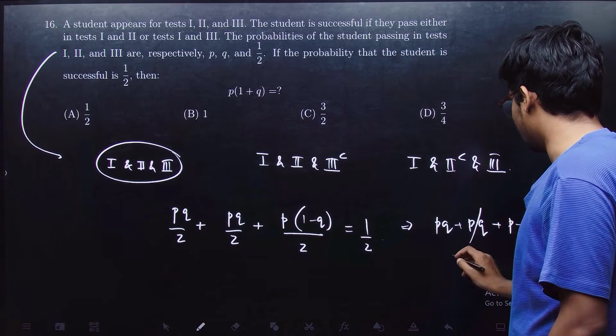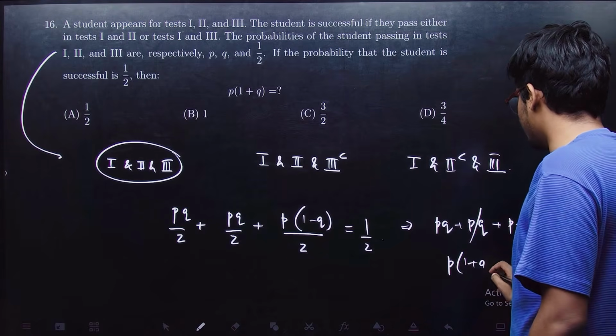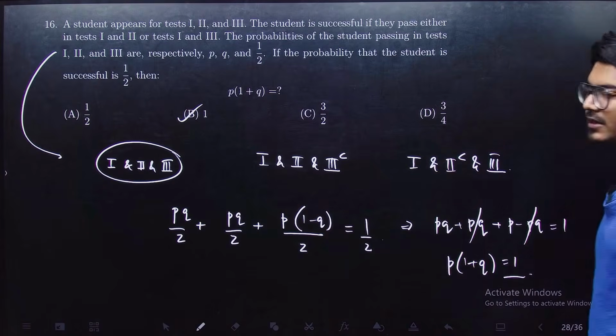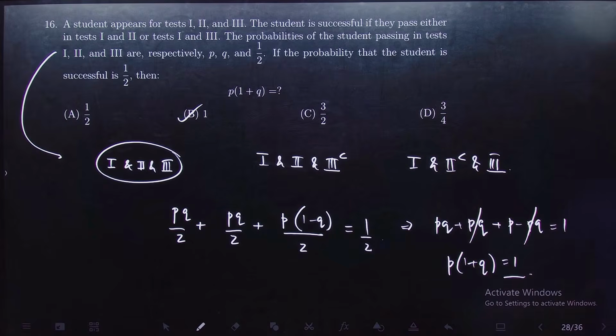This and this will cancel out. Take P common, you get 1 plus Q. That is equal to 1. So the value of this expression is nothing but 1. As simple as that, okay? Right? Okay. Alright, let's look at the next one.